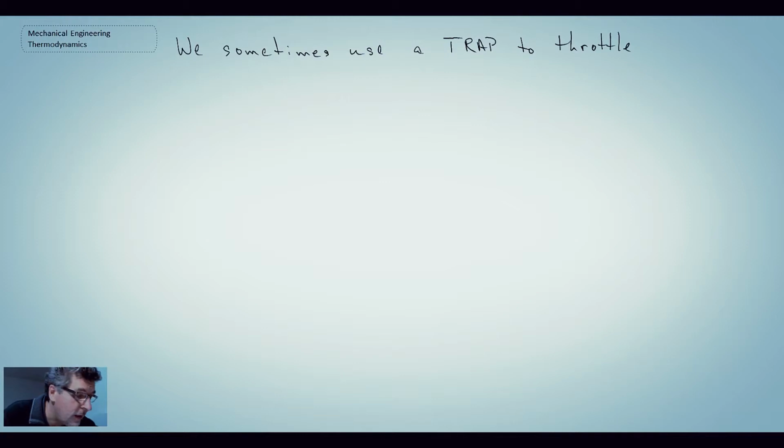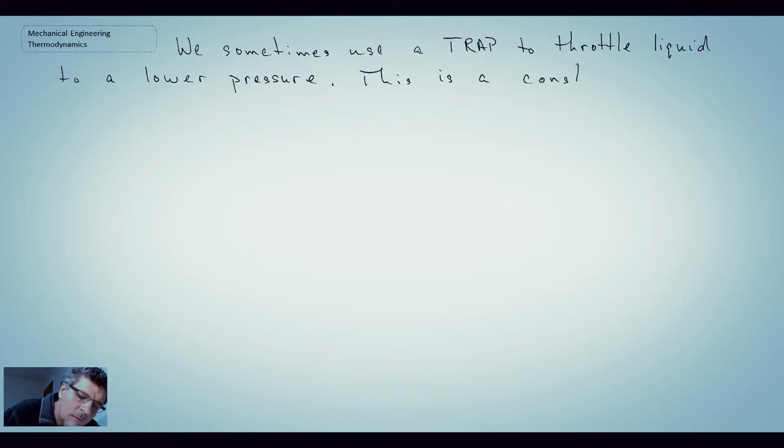Sometimes also called a throttling valve. But what we're doing is we're throttling the liquid to a lower pressure. And this is a constant enthalpy process. So what we're going to do, we'll take a look at a process schematic and a process diagram for the closed feed water heater using a trap.